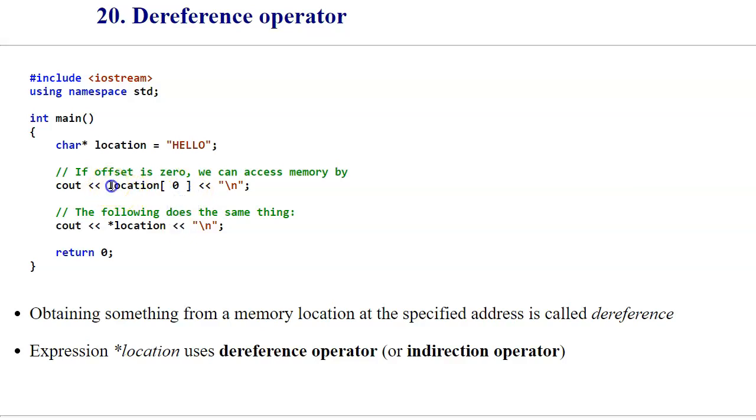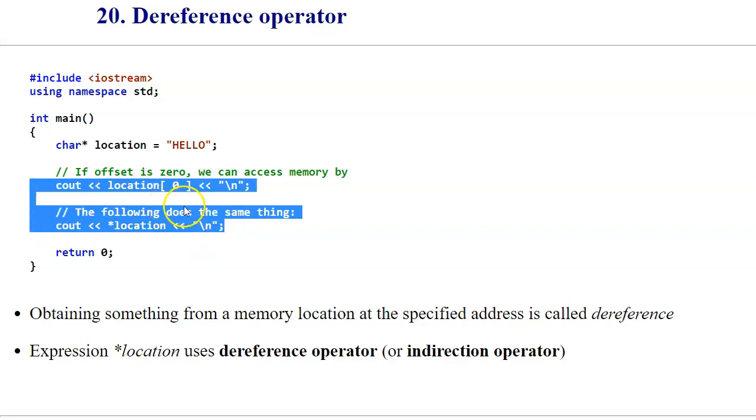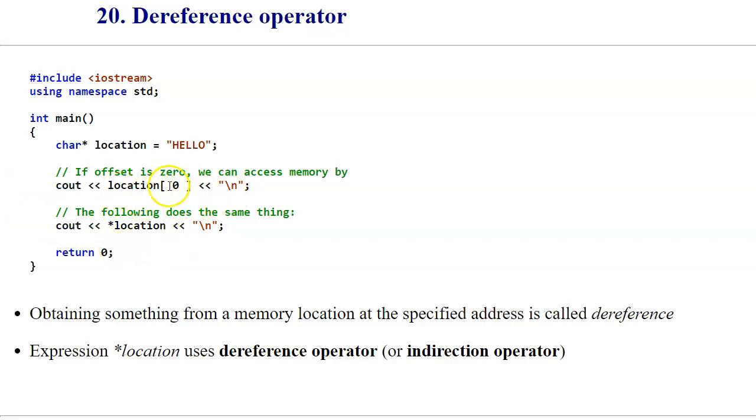Or we can use a shorter form of this, is location with an asterisk in front of it. And it should look already familiar to you because this is a dereference operator that we discussed in previous video. So essentially these two statements are exactly alike. They're doing the same thing, and both of these statements will be printing character H. Second name for dereference operator is indirection operator.